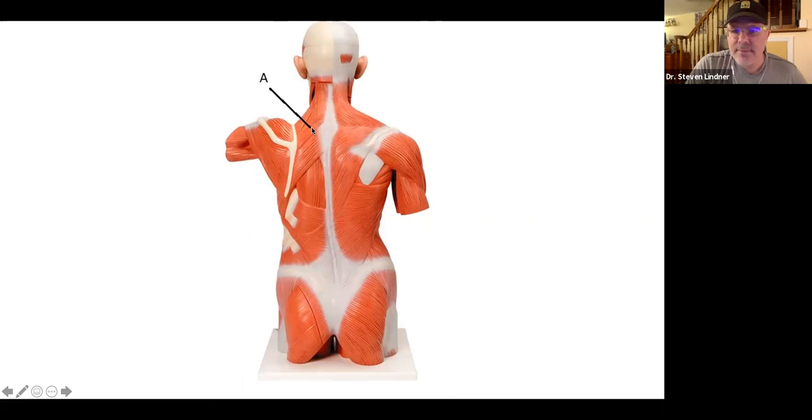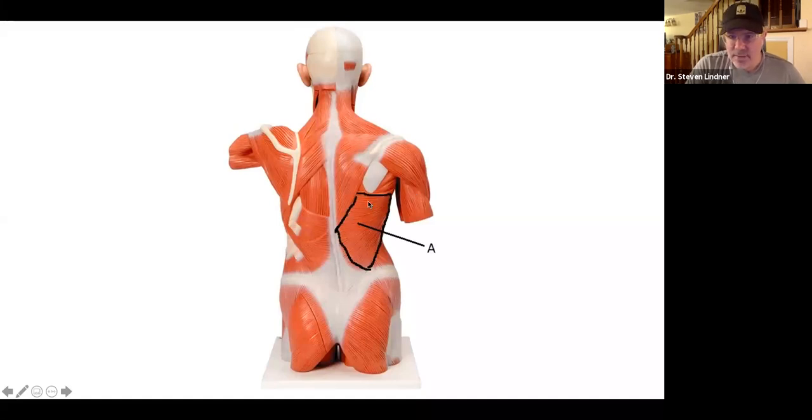This one is Rhomboid Minor, below it Rhomboid Major, Supraspinatus, Infraspinatus, Erector Spinae, Latissimus Dorsi, posterior delts, upper fibers, middle fibers, lower fibers of the traps, triceps brachii in the back.